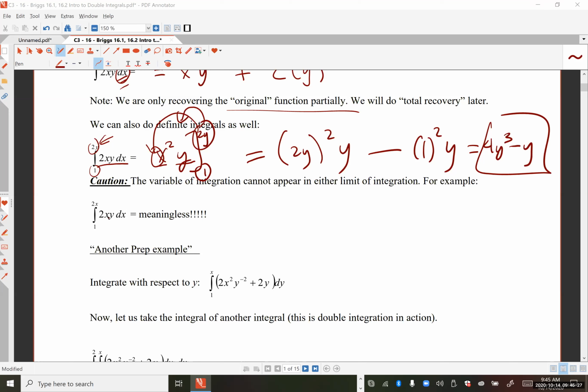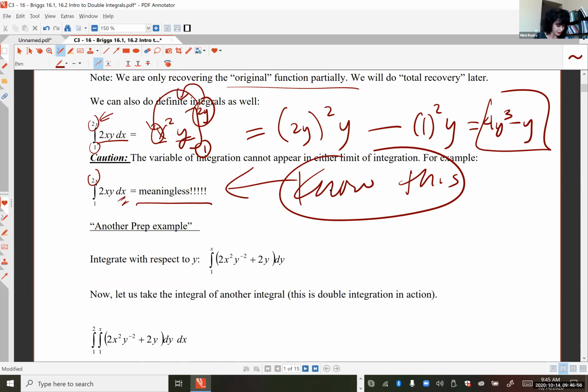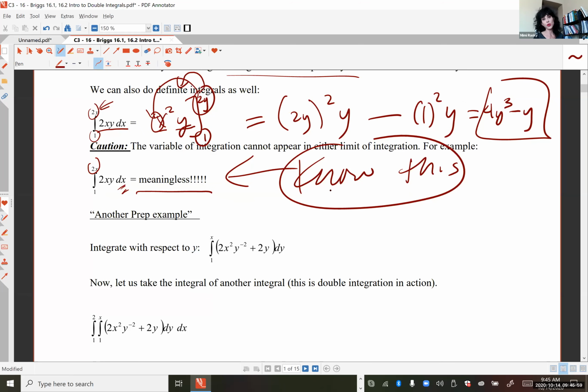Okay. Here's what's meaningless. If I put a limit on this integral that has the same variable that I'm integrating with respect to, that's meaningless. Please know this, because you are going to very soon be setting up your very own double and triple integrals. And if you accidentally violate one of these rules when you set them up, and you put a limit on an integral that matches the variable of integration, that's meaningless junk. Don't do it. Okay, let's do another prep example, and then we're almost ready to take the training wheels off, and you can ride the bike.